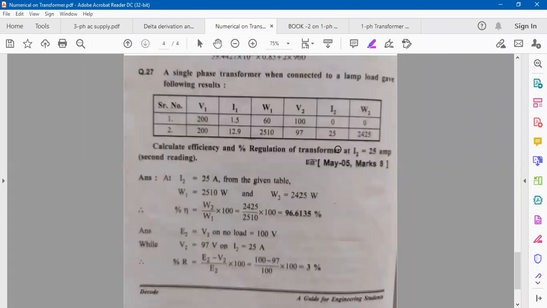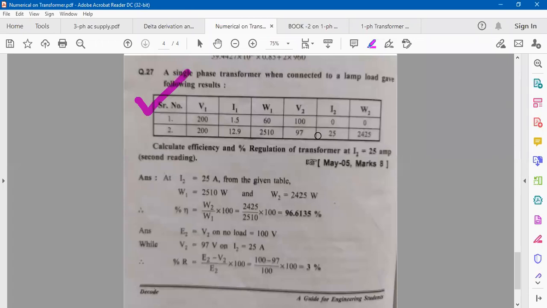Next type of numerical, see here. Whatever is the observation table given to read the sum, a single phase transformer when connected to a lamp load. Lamp load is given, which means what is the power factor? Unity. Assume this is constant; power factor is not required here, I am just telling you. So with lamp load it gives the following results. V1 I1 W1, V2 I2 W2 are the readings of which method?